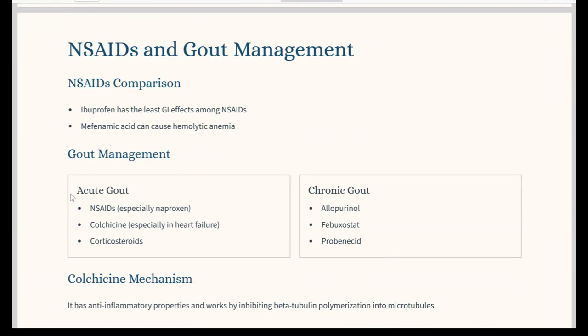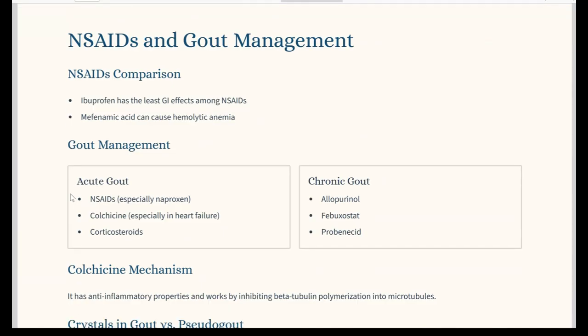With NSAIDs, they will ask you about gout. So colchicine, you will have a lot of MCQs about colchicine. Please remember about this one. Inhibiting beta tubulin from polymerization into microtubules. Exact words of an MCQ, please.